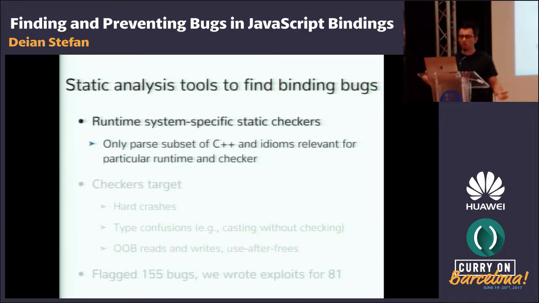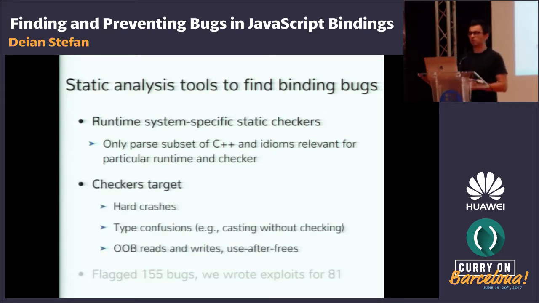It's not sound at all. In fact, it only parses a subset of C++ and a subset of these idioms, right? So between Node.js, PDFium, Blink, and the Chrome extension system, they all have wrappers around the V8 engine, and we basically want to focus on finding patterns that are specific to those systems, as opposed to having a very sound, precise, and general static analysis tool that would make it harder to figure out what these bugs look like. And these checkers target, again, the three things.